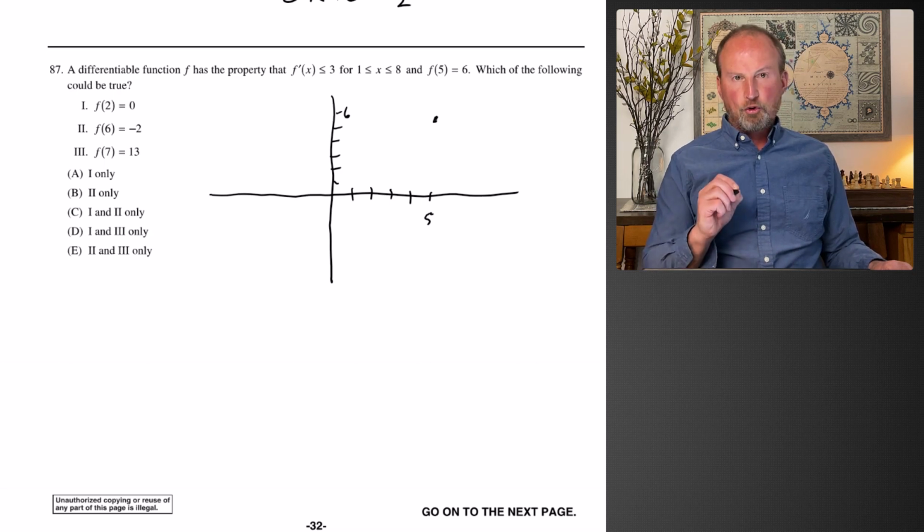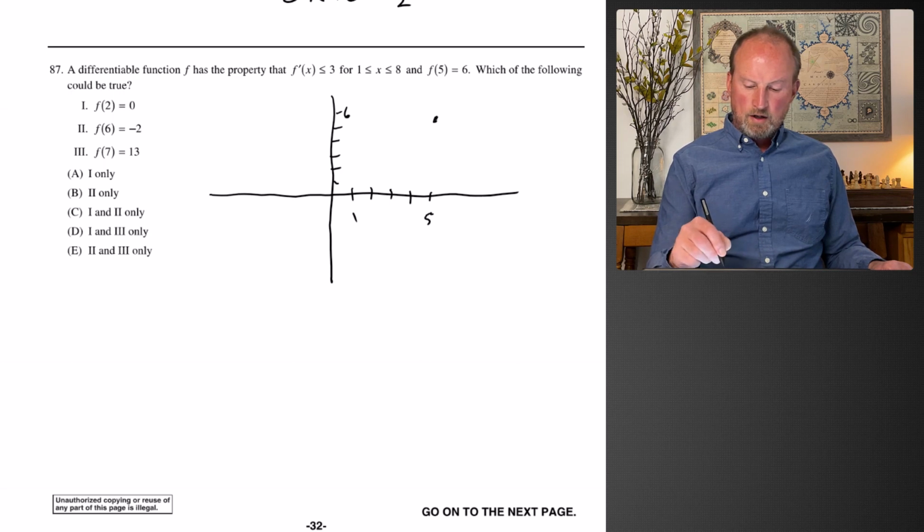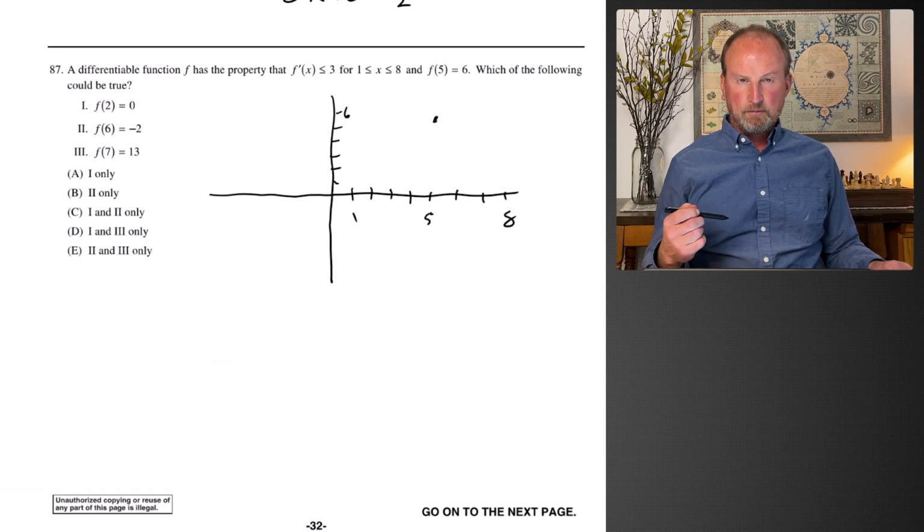The derivative is less than 3. The slope of my function f is less than 3 for every value between 1 and 8, from 1 clear out here to 6, 7, 8. My slope is less than 3.